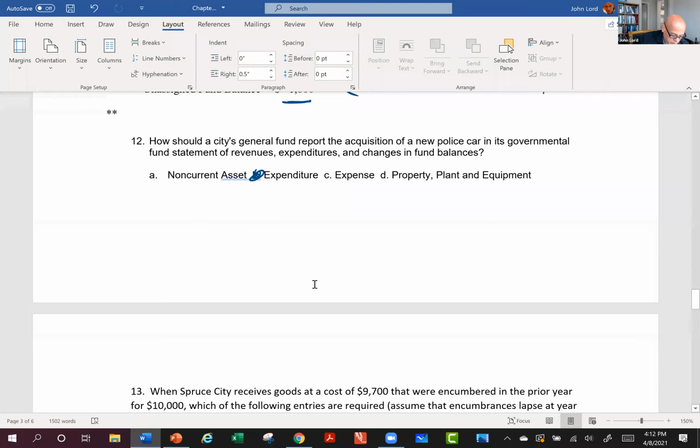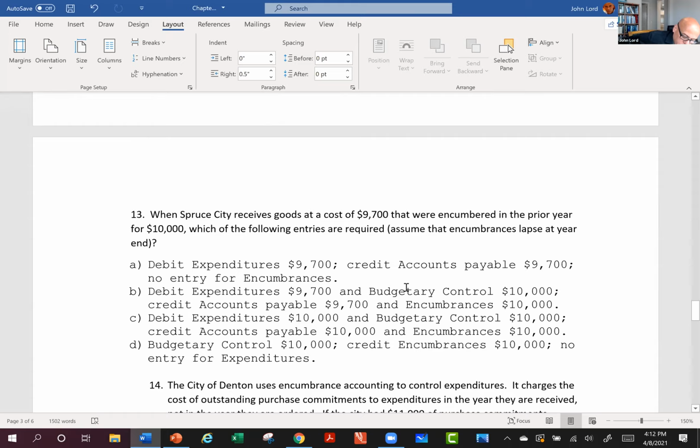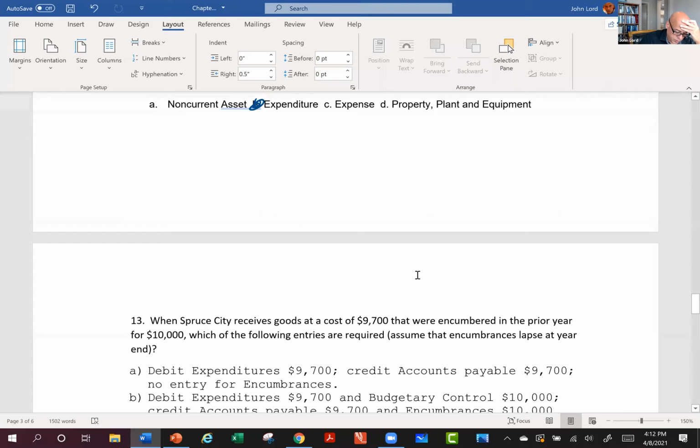Let's take a look at number 13. Spruce City receives goods at a cost of $9,700 that were encumbered in the prior year for $10,000. Which of the following entries are required, assuming encumbrances lapse at the end of the year, which is the same thing as saying, at the end of the year I would have closed the encumbrance account when the stuff wasn't received. So who wants to start this one off?